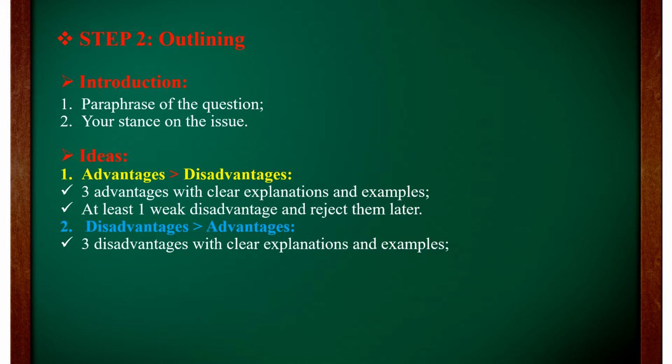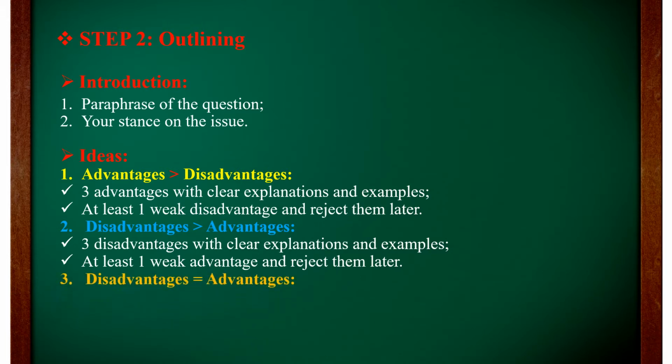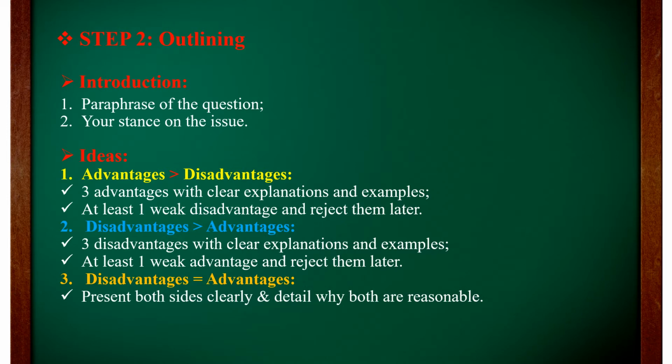2, if you think that disadvantage outweighs advantage, you should list down 3 disadvantages with clear explanation and example. Then you should include at least 1 big advantage and reject them later to prove that you consider both sides of the issue. 3, if you partially think that advantage outweighs disadvantage, you may present both sides clearly and tell why you think both are reasonable. Finally, summary. In a personal viewpoint essay, it's a must to include your opinion in a summary section.